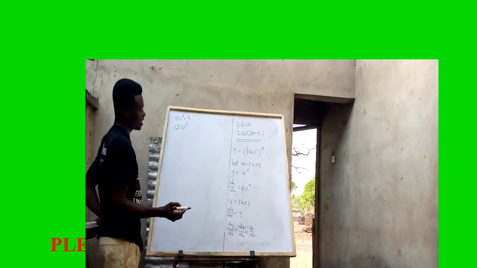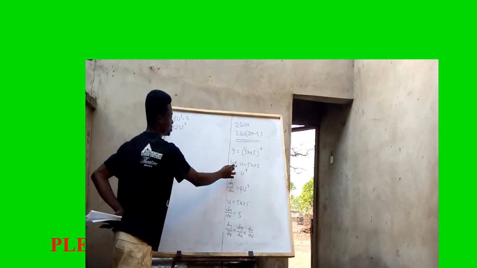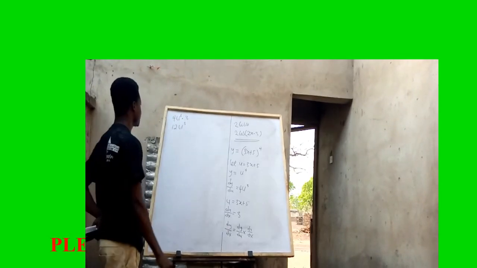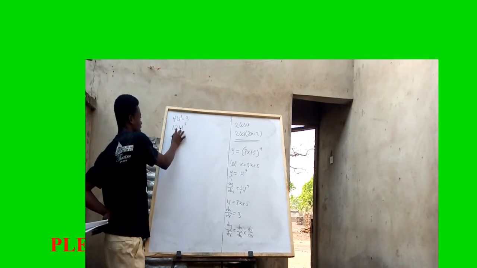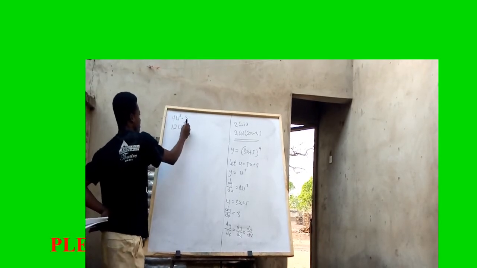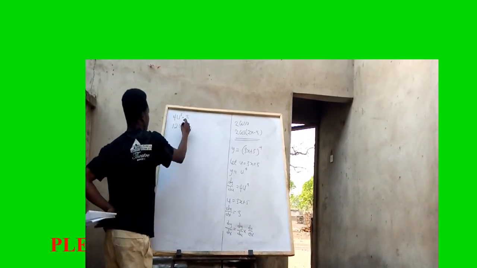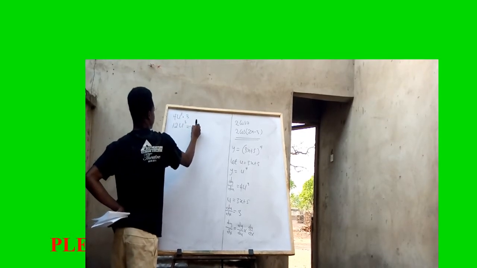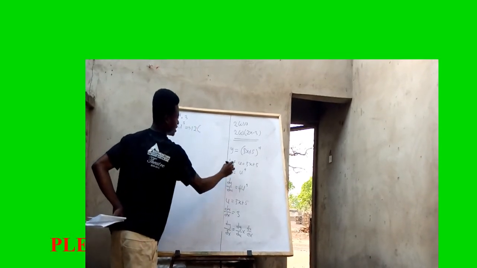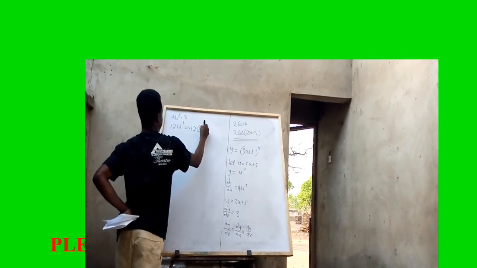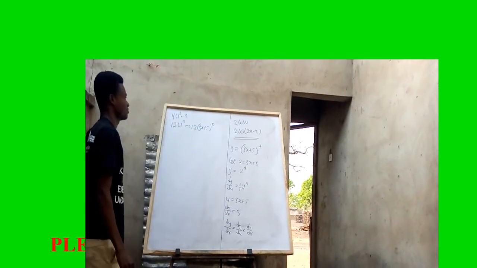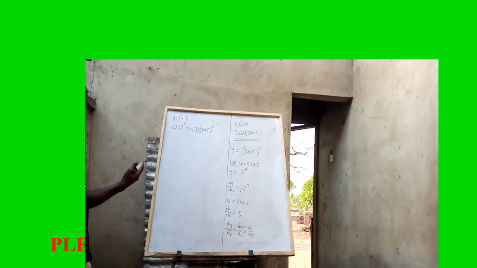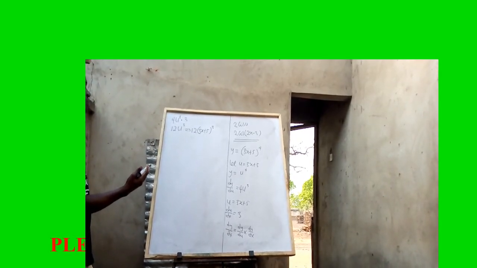And then don't forget that we said u is equal to 3x plus 5. So we just substitute that here, and we have 12 times (3x plus 5) raised to the power 3. Actually, this is how we solve this type of question.